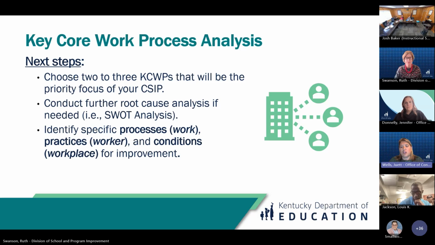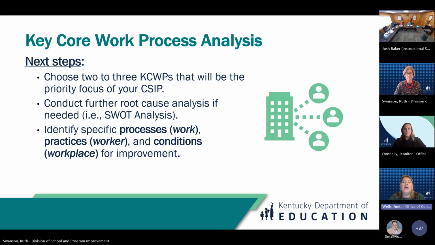But for example, if you chose key core work process number 2, instruction, as one of your focus areas for your CSIP, which we're seeing a lot of schools doing due to the HQIR work that they're doing, it may be really good for you to go back to just key core work process 2 and really dig in and think about it through the lens of your subgroup.